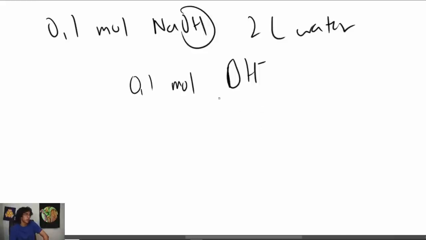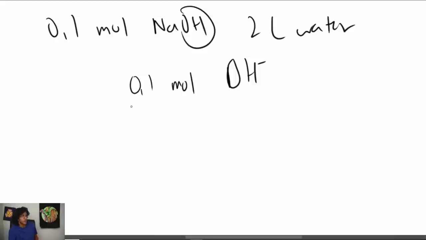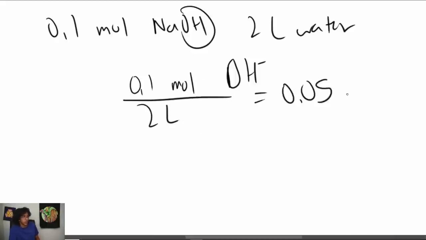Now we want to find the concentration. We don't like moles. No one likes moles. Naked mole rats are disgusting. So we actually have to find molarity, and the way we do that is dividing by 2 liters to get 0.05 moles per liter. And now we have our concentration of OH minus.